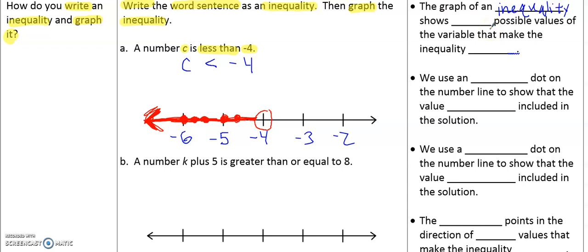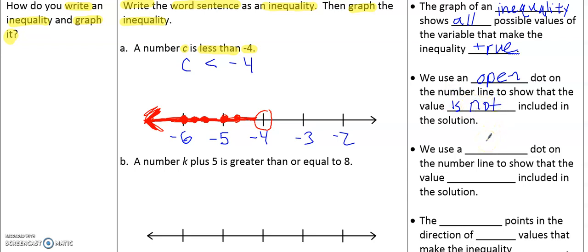Well, which values does it show? It shows all of them. It shows all of the values that make this inequality true. So we're going to put true here. This is the solution set. And what kind of dot did we use here? We used an open dot on a number line to show that the value is not included in the solution.